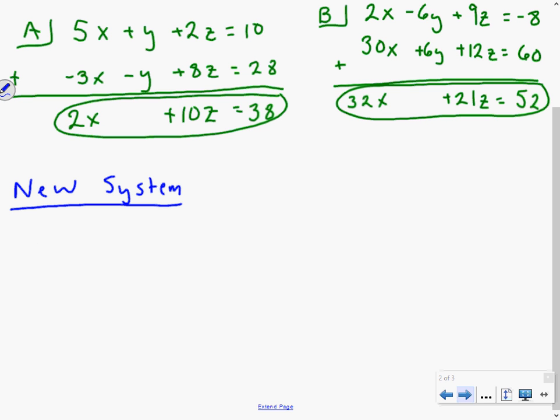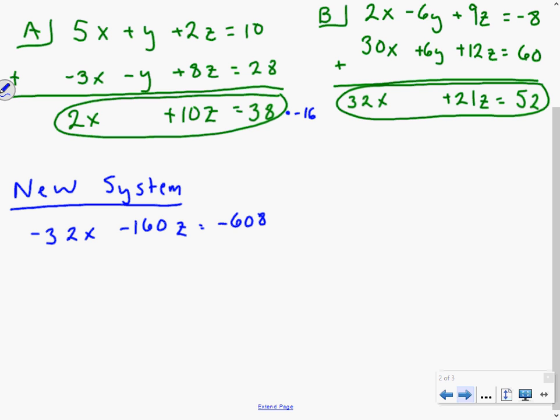We know that we're going to want to do another elimination. So we're going to have to decide, between these two equations, which variable we are going to try to cancel out. I think it's going to be easier to go for the x's. So I'm going to multiply A by 16. Let's do a negative 16 actually as I rewrite this. So when I multiply A by negative 16, we're going to get a negative 32x minus 160z. And then when we do 38 times negative 16, we're going to get negative 608.